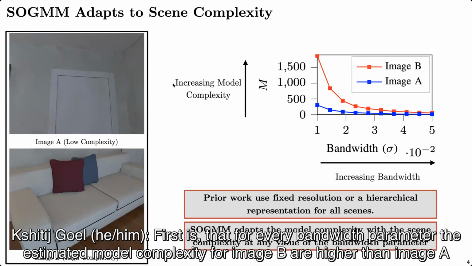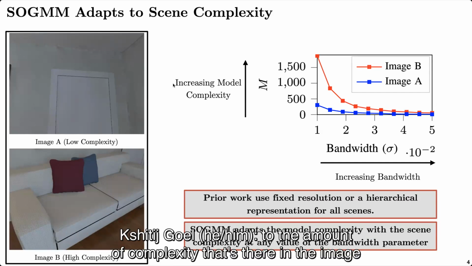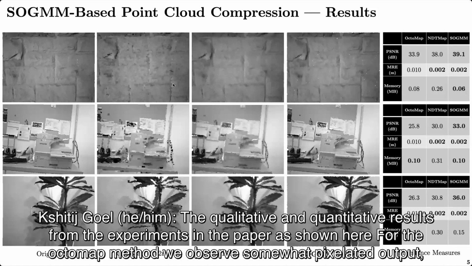First is that for every bandwidth parameter, the estimated model complexity for image B is higher than image A. And two, overall, lower bandwidth parameter leads to a higher model complexity. Thus, the SOGMM method is able to adapt the model complexity to the amount of complexity that's there in the image. The qualitative and quantitative results from the experiments in the paper are shown here.